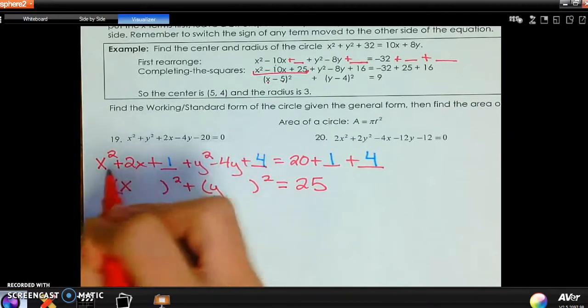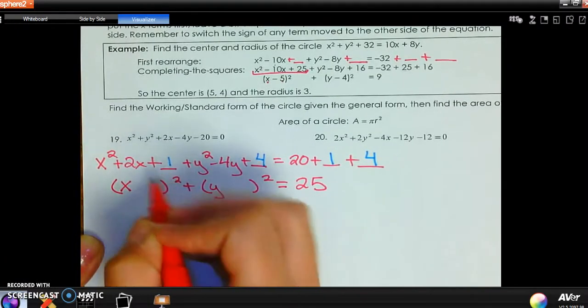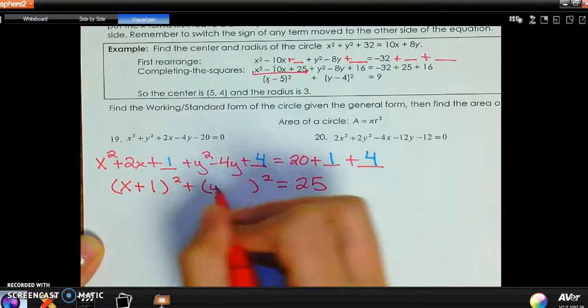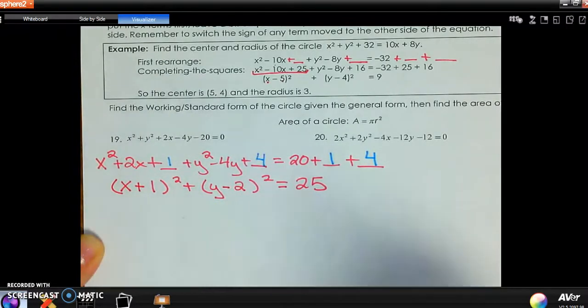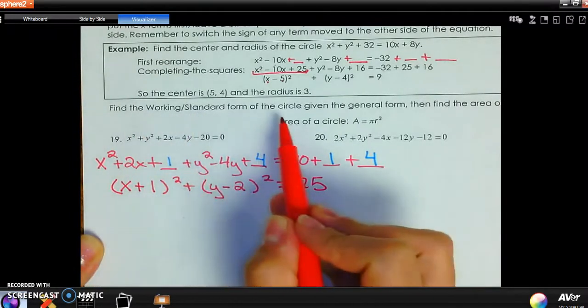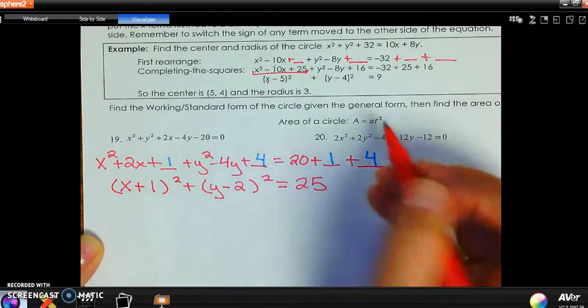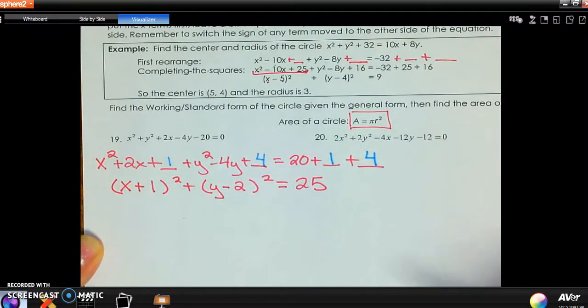Again, if you factored this, this would be x plus square root of that is 1. That would be 2 of those, so you'd have x plus 1 quantity squared. Here you'd have y minus 2 quantity squared. So it says find the standard form of the circle, then find the area. So this formula, you will need to know it. It is not going to be given to you on your test. You need to know that area equals pi r squared.